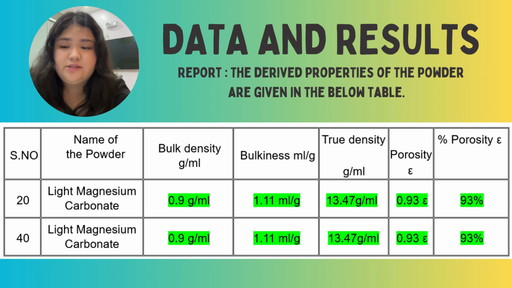Second one is on sieve number 40. Name of powder is light magnesium carbonate. Bulk density is 0.9 grams per ml. Bulkiness is 1.11 ml per gram. True density is 13.47 gram per ml. And porosity is 0.93 and percent porosity is 93%.